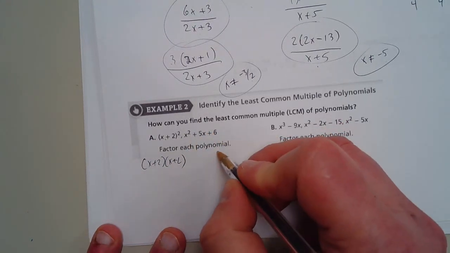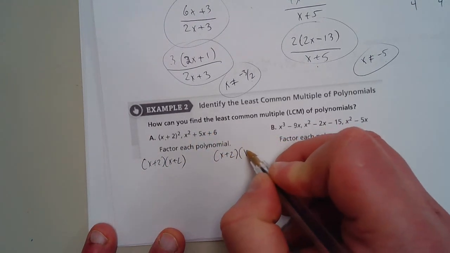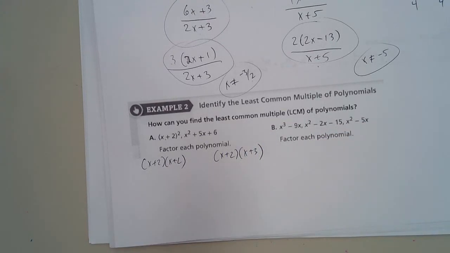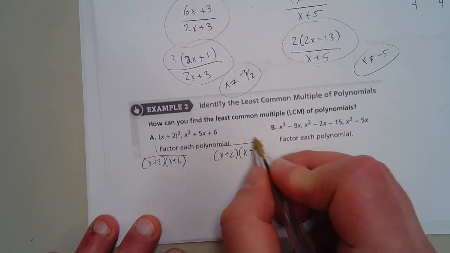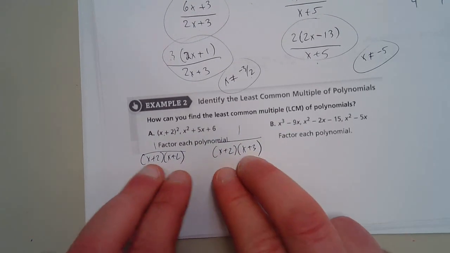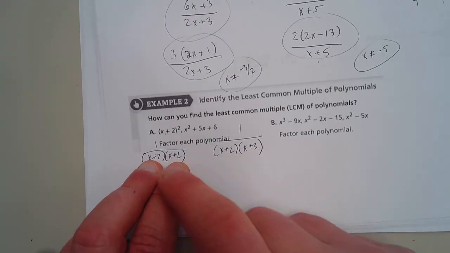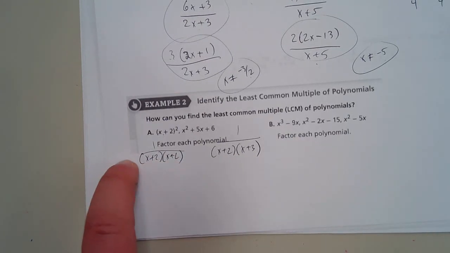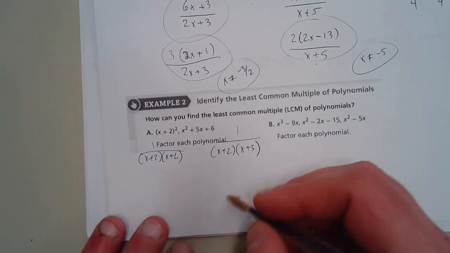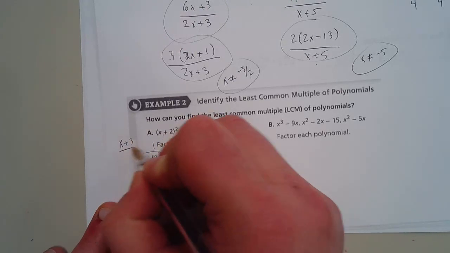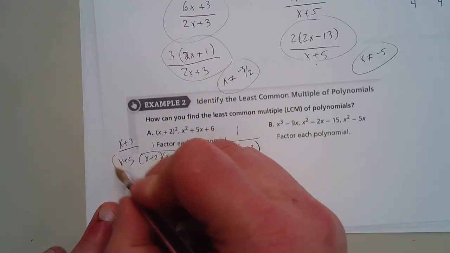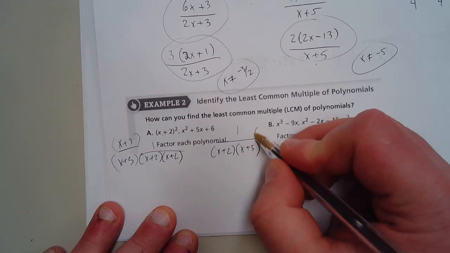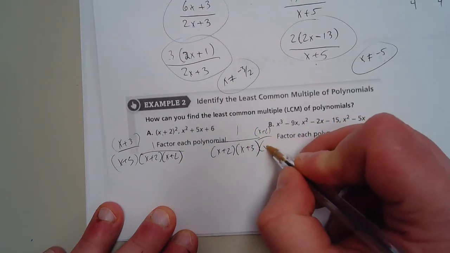This problem would factor to x plus 2 and x plus 3. So in order to get a common denominator, pretend these are denominators of fractions. If we needed to make these match each other, then I would need to give this one another x plus 2, and I would need to give this one an x plus 3. So overall, to make these match, you'd say this one would need x plus 3 over x plus 3.